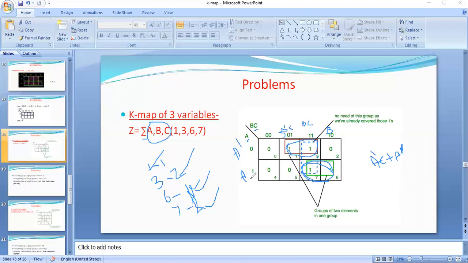So that's why I'm following this adjacency procedure. In this adjacency procedure, what do we have to do? First, we have to write the number of adjacencies. After that, consider the least number of adjacency minterm, pick that minterm, and group the maximum number of cells.